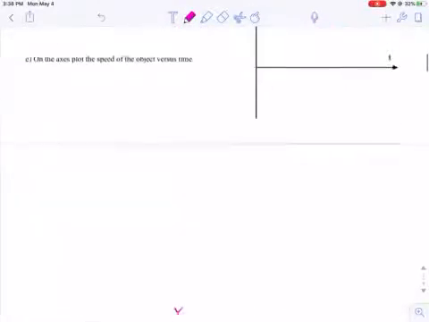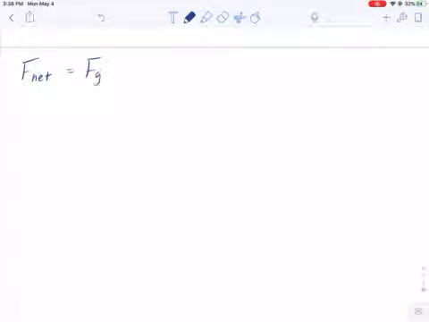Okay, so what I'm going to do next is write and solve a differential equation for velocity. I'm going to start with Newton's second law. I know that the net force on this object while it's accelerating is equal to Fg, that downward force, minus the drag force.